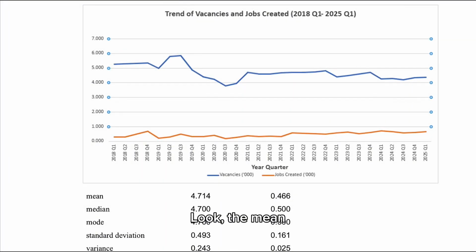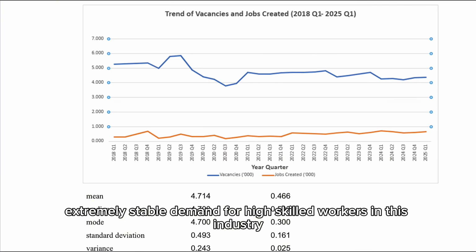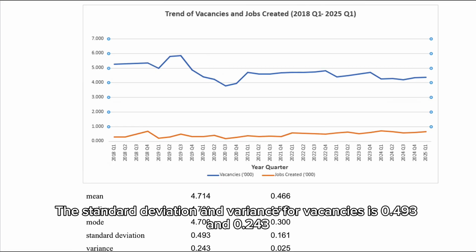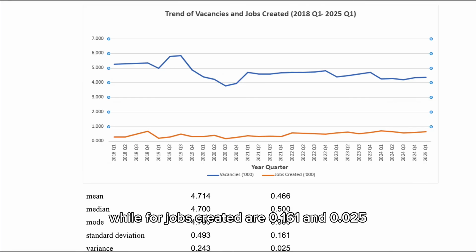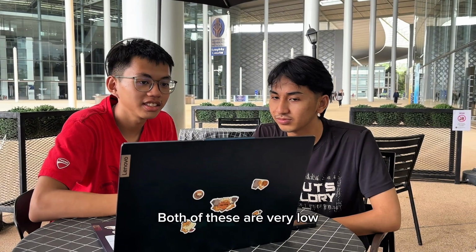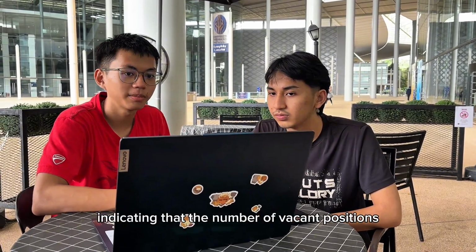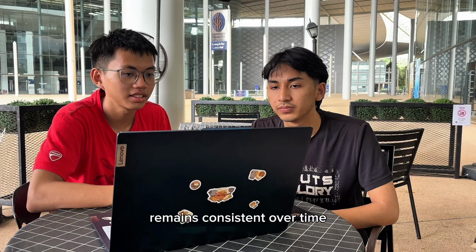Look, the mean, median, and mode are very identical. This means that there is an extremely stable demand for high-skilled workers in this industry. The standard deviation and variance for vacancies is 0.493 and 0.243, while for jobs created are 0.161 and 0.025. Both of these are very low, indicating that the number of vacant positions remains consistent over time.